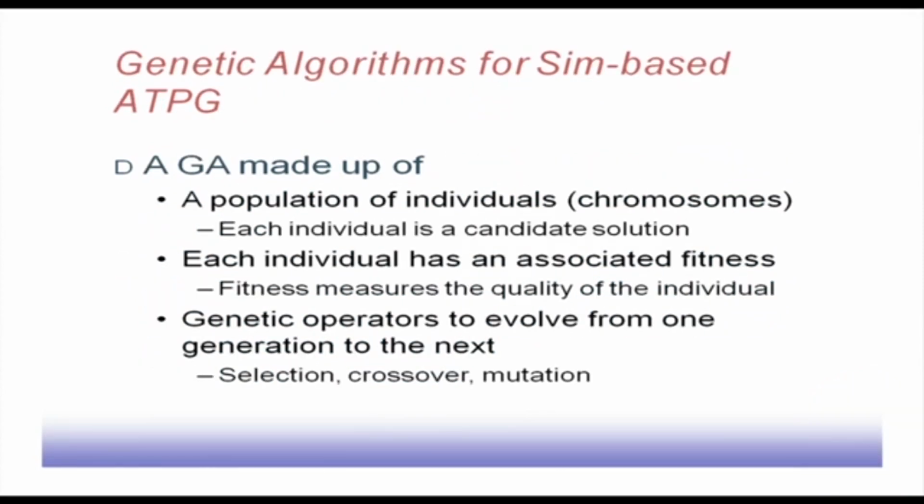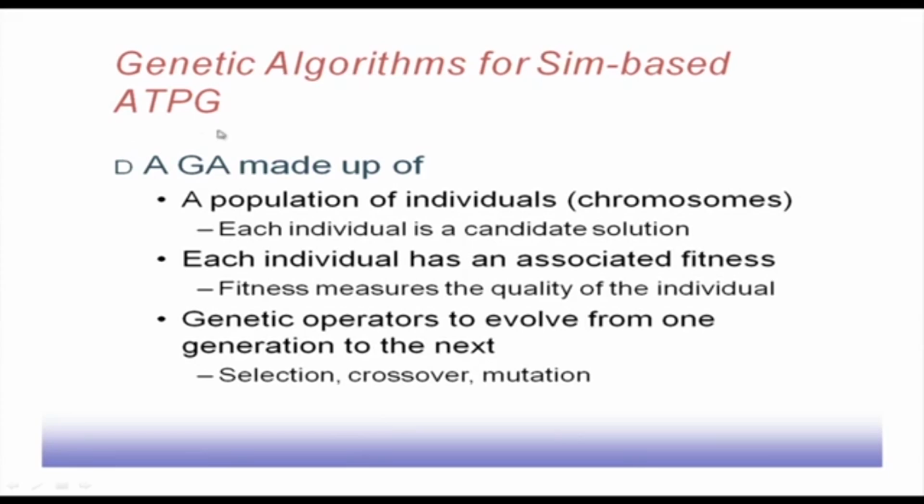One of the very well known classes of ATPG algorithms is based on genetic algorithms. We know that a genetic algorithm is a stochastic optimization process that mimics the behavior of natural selection and the generations, of how with each generation the quality of the population improves. So, it is based on that.